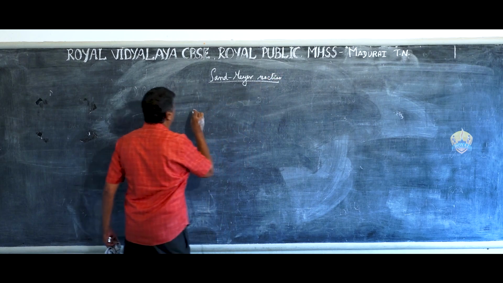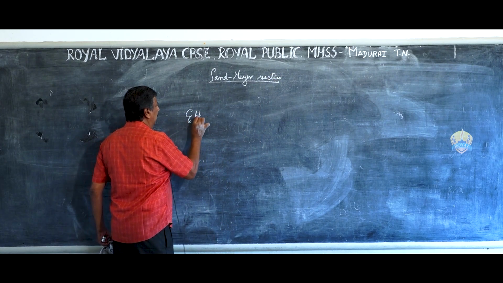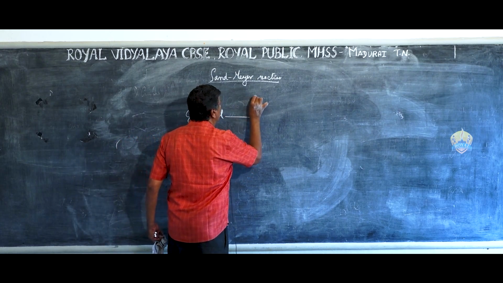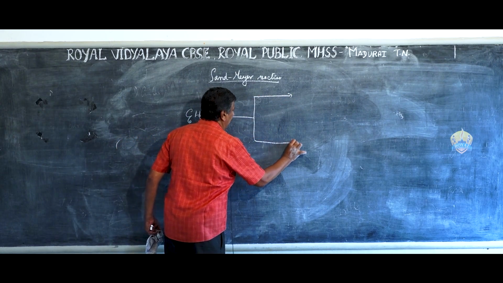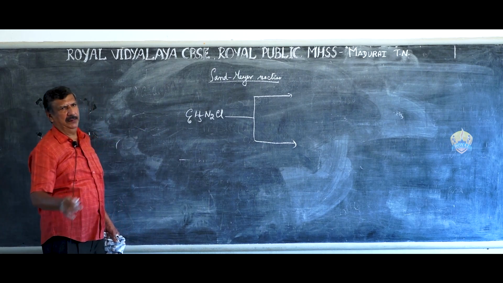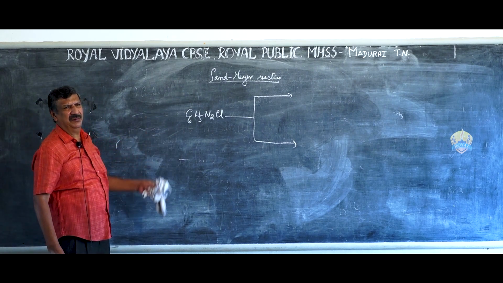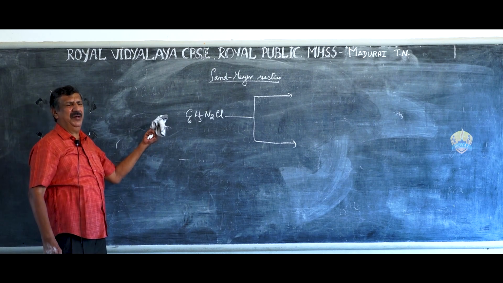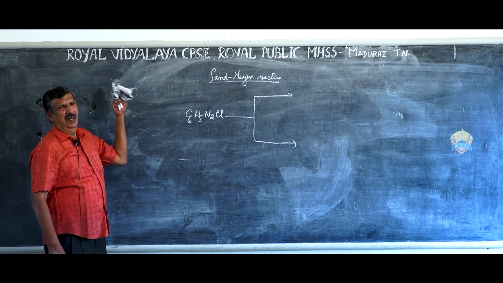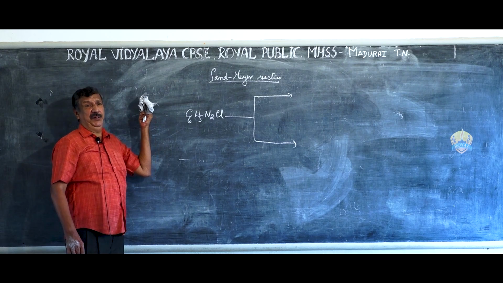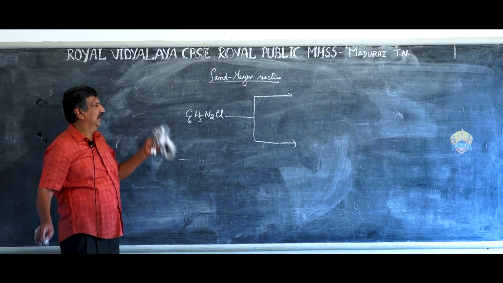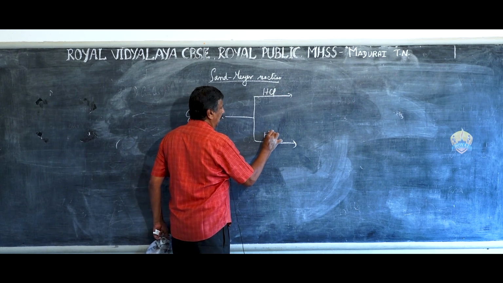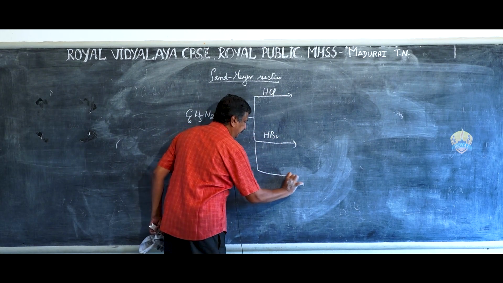Sandmeyer means you are preparing chloro and bromo compounds from benzene diazonium chloride. We have already seen this. These are repeated questions. We have already seen them in haloarenes, the first chapter. Now we will write quickly.